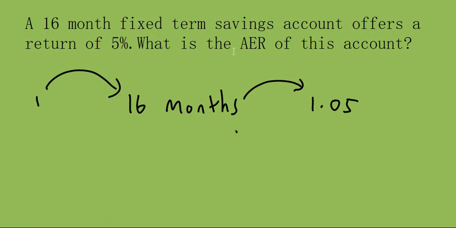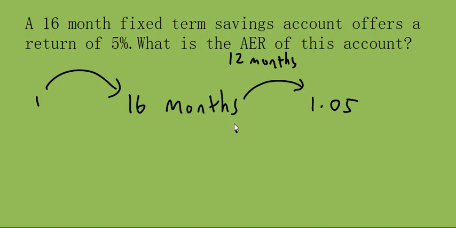We're asked what is the AER of this account. So what is the annual equivalent rate? Well, obviously there are 12 months in a year. So what they're asking us here is what is the equivalent percentage rate per year, theoretically, given these 16 months. You wouldn't be able to get this AER in this account, because you're only allowed to put it in at the start and take it out at the end of the 16 months. But it's just easier to compare something at an annual equivalent rate than at a 16-month rate. So we're trying to find the equivalent yearly rate for this account.